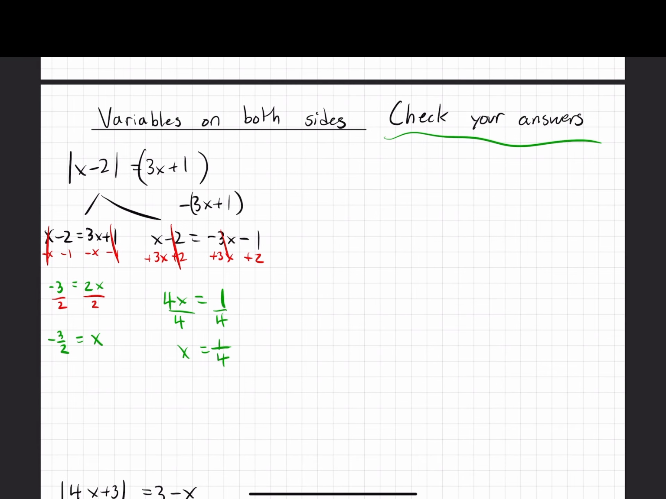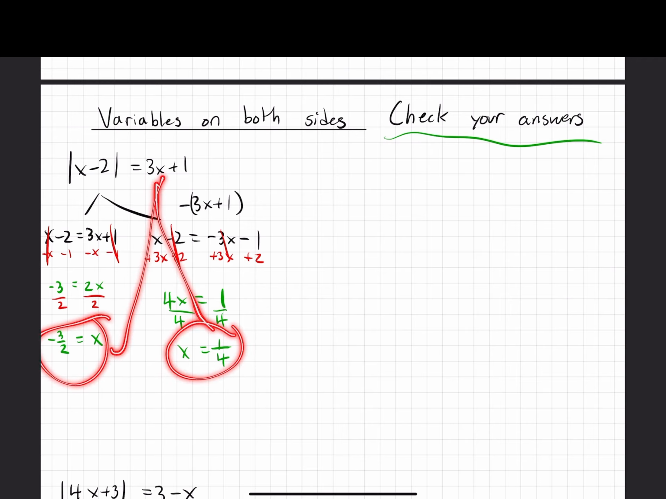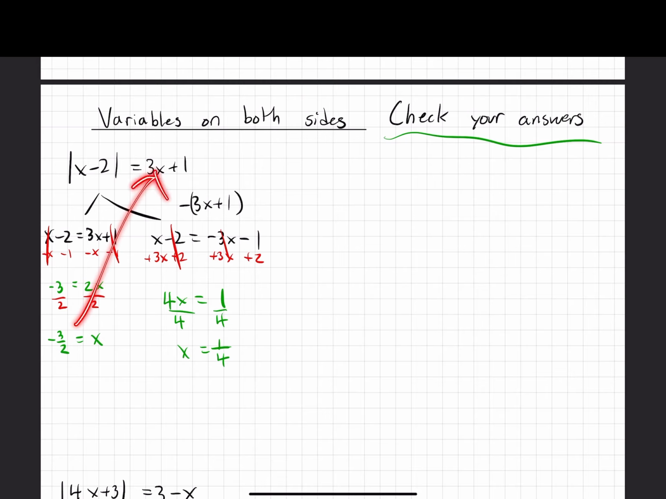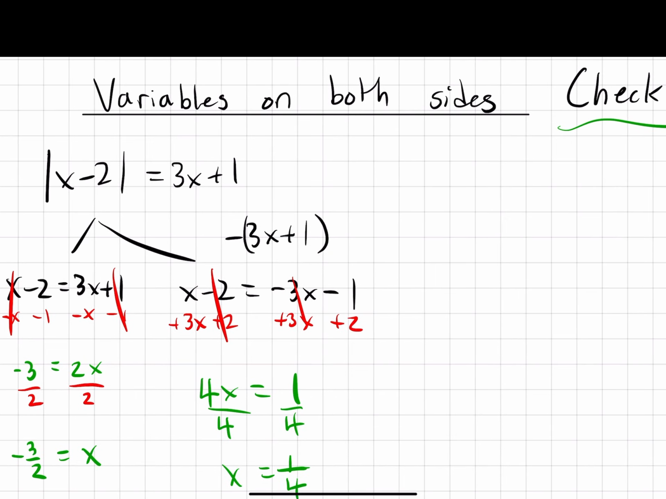And now, because there were variables on both sides, I need to check the original equation, 3x plus 1, and make sure that these two values don't break anything. So one of these could give positive values, one of these could give negative values, both of them could be true, both of them could be not true. I'm not sure yet. The only thing that can't happen, again, is the absolute value bars equals a negative number.